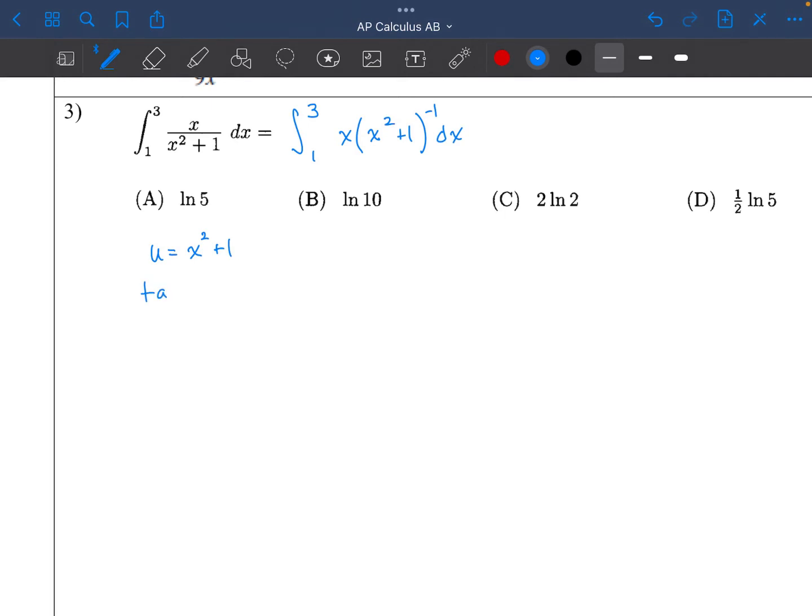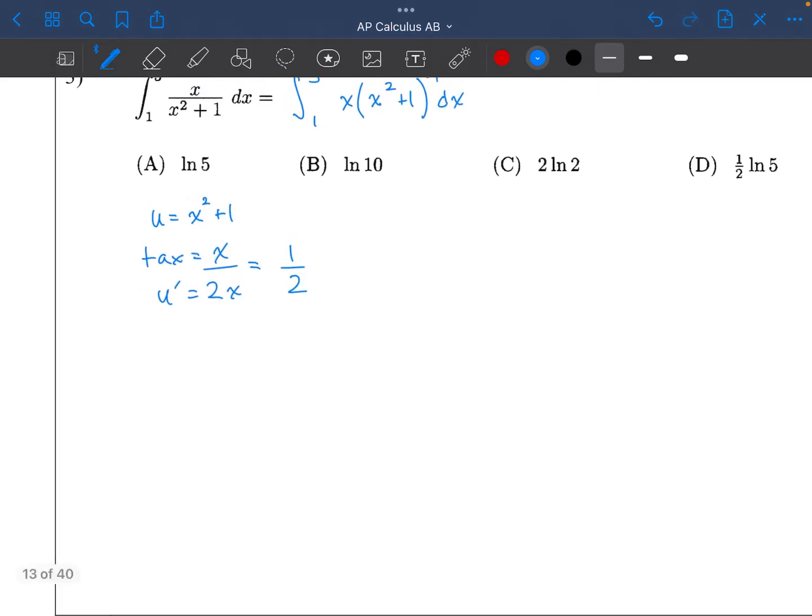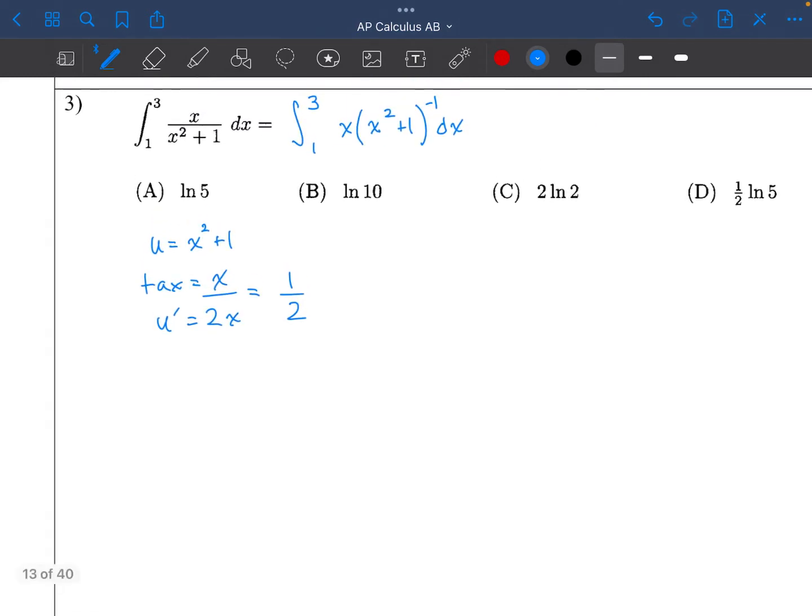The tax person, knocking on the front door this time, is going to be x, and then my u prime is going to be 2x. And check that out. When I turn this into a fraction to pay the tax person, the x and x will cancel each other out, and this is left with 1/2. So paying the tax person means that we have the integral now from 1 to 3. X turns into 1/2, and I still have this x squared plus 1 to the power of negative 1 dx.